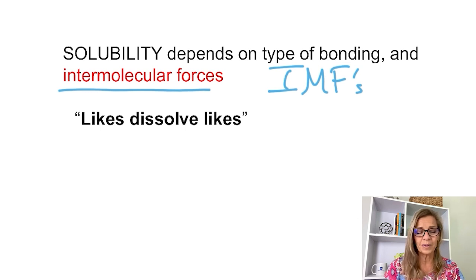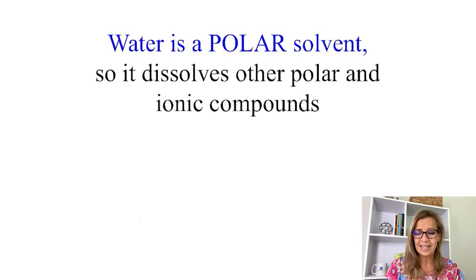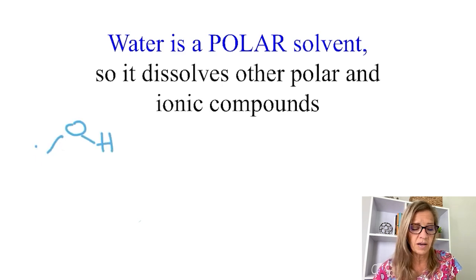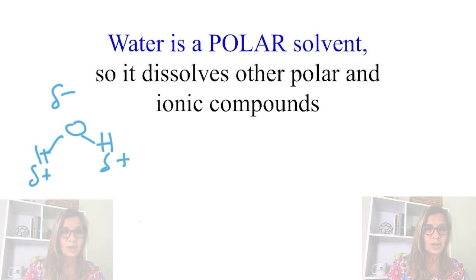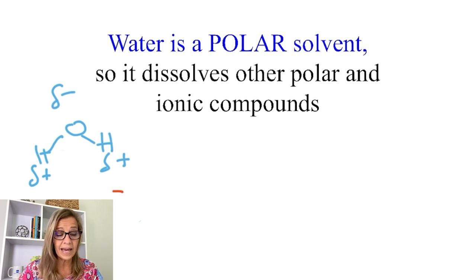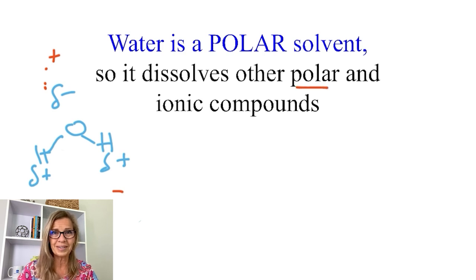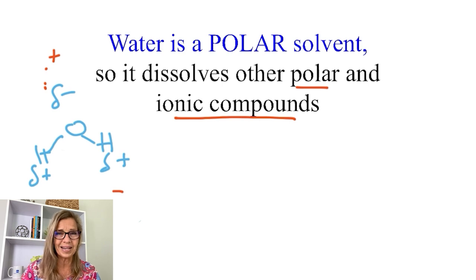You might have heard that term, like dissolves like. So things that are similar dissolve in each other. For example, water is a polar solvent, and if I were to draw a molecule, you know that the oxygen end is slightly negative, the hydrogen end is slightly positive, and that is going to attract a negative end of maybe an ion or another dipole, and then the negative end of the molecule will attract something that is positive. So polar substances dissolve polar substances and ionic compounds.